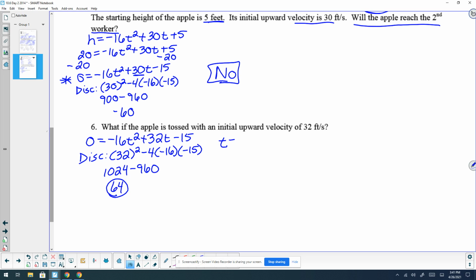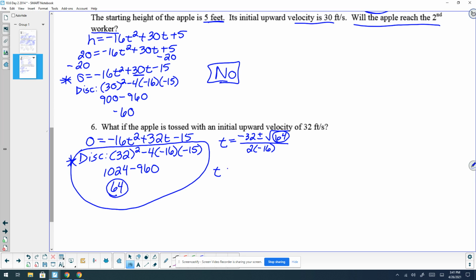I can start out writing the quadratic formula like normal, opposite of b, plus or minus the square root. Well, I know underneath the square root is my discriminant, so I can just say that my discriminant underneath the square root is 64. And I can take 2 times negative 16, 2 times a. So that is the quadratic formula. I did all of this work over here, which allowed me just to put that answer right there. Now I have t equals negative 32 plus or minus 8 over negative 32.